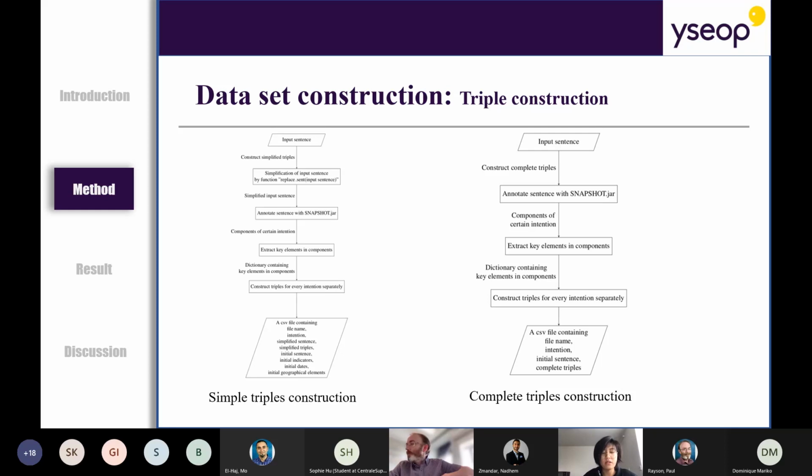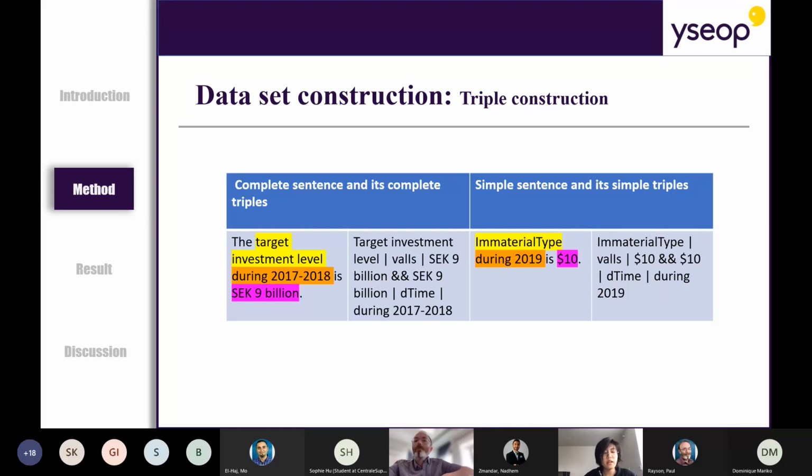To prove the validity of our data logic, we created a simple triple constructor by adding a function that simplifies the input sentence, and based on simplified sentences, the triple constructor will generate simple triples. This method cuts the average length of triples by half. Here is a concrete example of complete triples and simple triples. As we can see, the key elements in the first sentence are replaced with simpler elements, and these are simple triples. Two elements are connected by a predicate to form a triple.